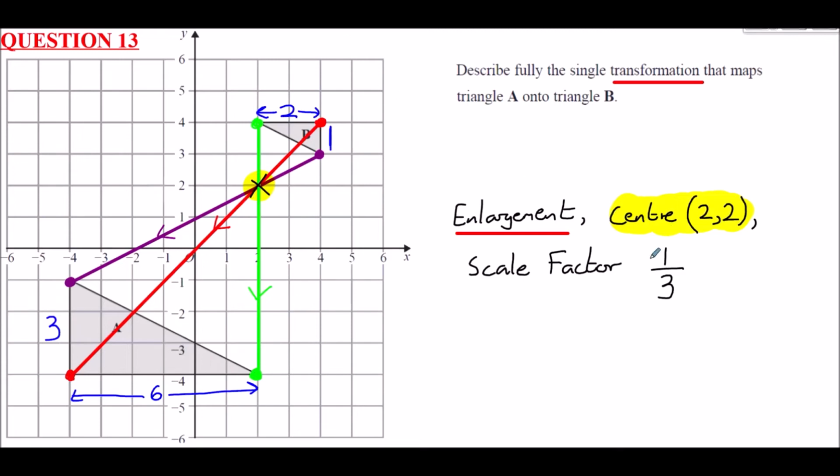So importantly, we need to put -1/3 for our scale factor. So enlargement, always take the centre of enlargement and give the scale factor of enlargement. Each side becomes 1/3 of the size they used to be, but the shape's popped out on the opposite side, so therefore opposite means minus.